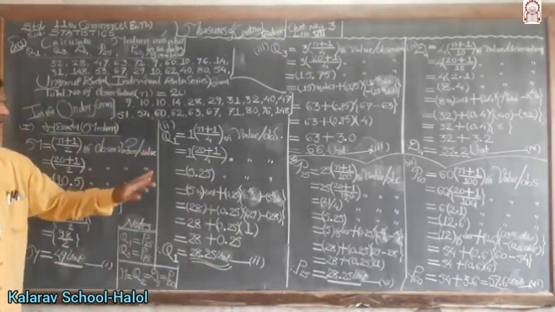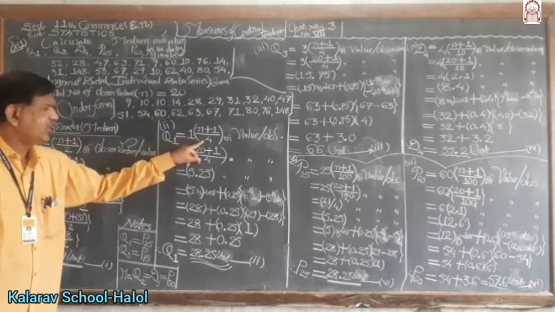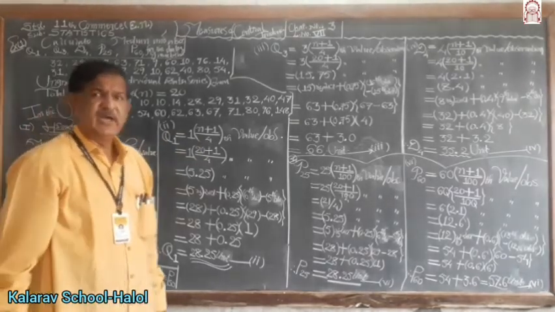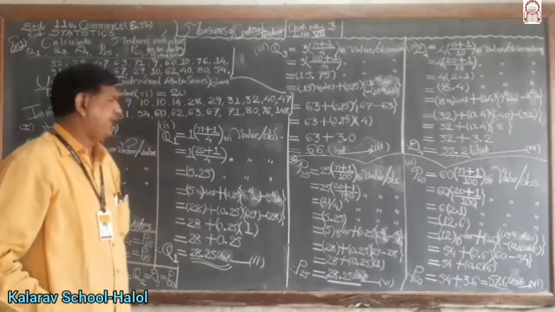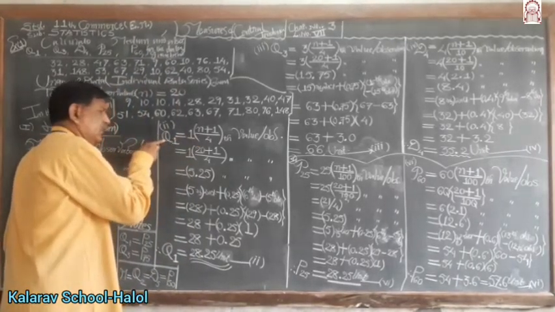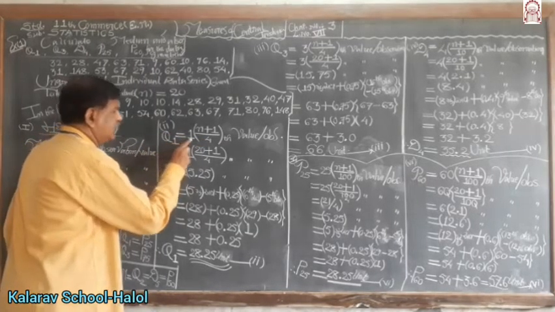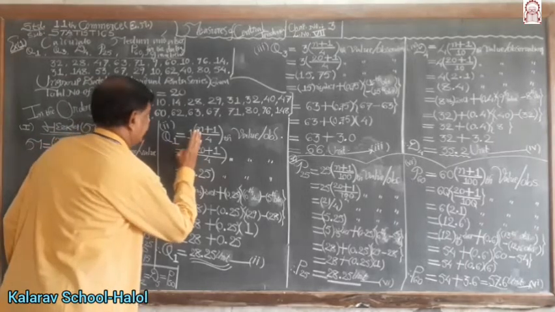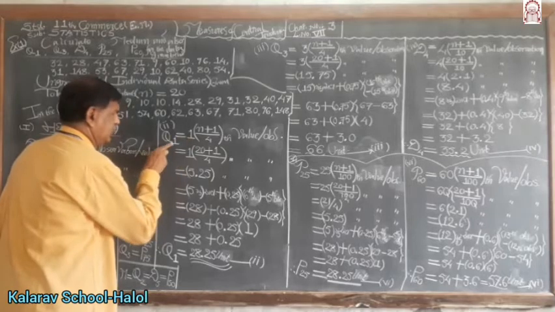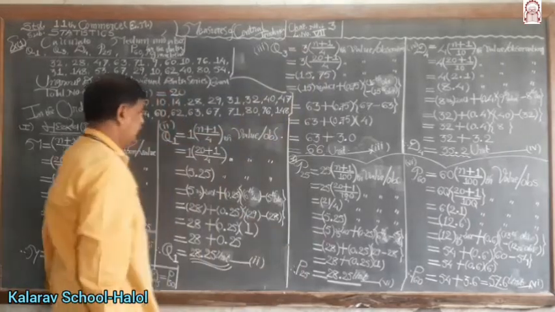Now quartile. If Q is there, then 4 must be there in the denominator, because the function of quartile is to divide an array distribution into 4 equal parts, and that is why in the denominator there is 4. If we want to find out Q1, then outside the bracket there is 1. If Q2, then there is 2 outside the bracket. If Q3, then there is 3 outside the bracket, right?